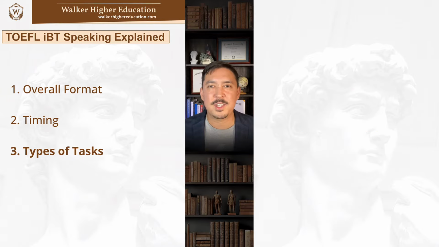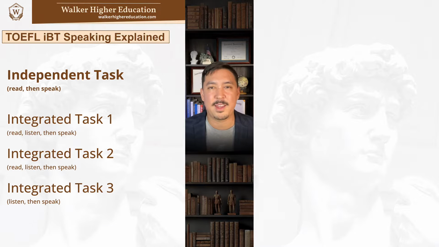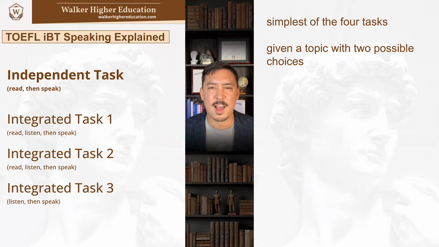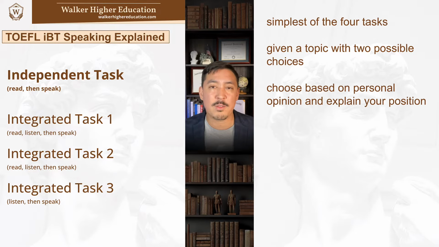Now let's look at each speaking task individually. The first task is called the independent task and is the simplest of the 4 tasks. With the independent speaking task, you're given a topic with 2 possible choices, and you have to choose one of those choices based on your personal opinion, and then explain your position. Let's look at an example.